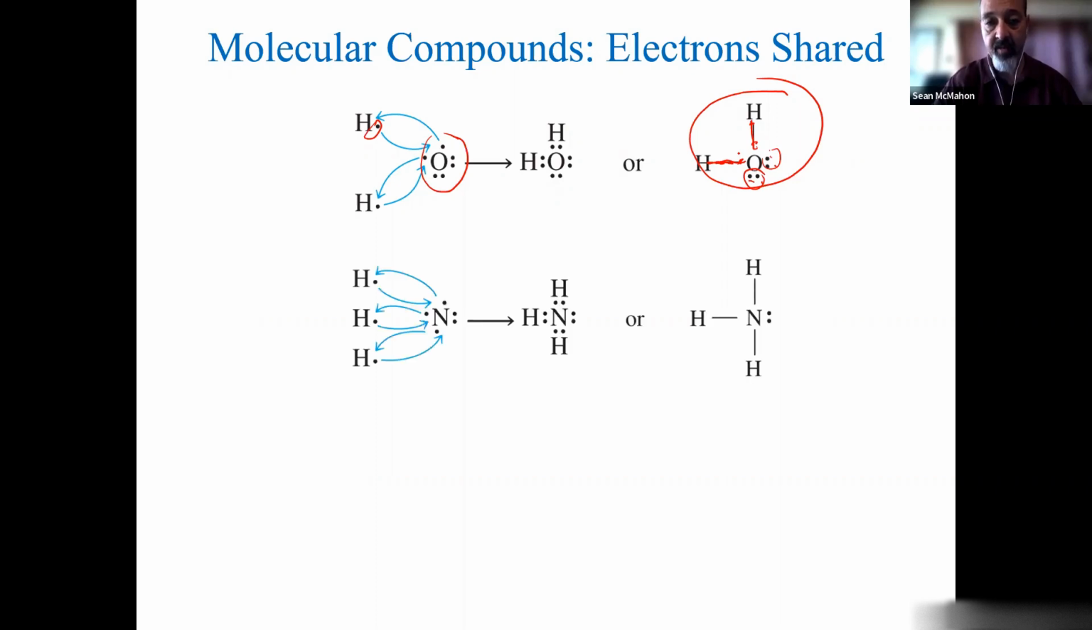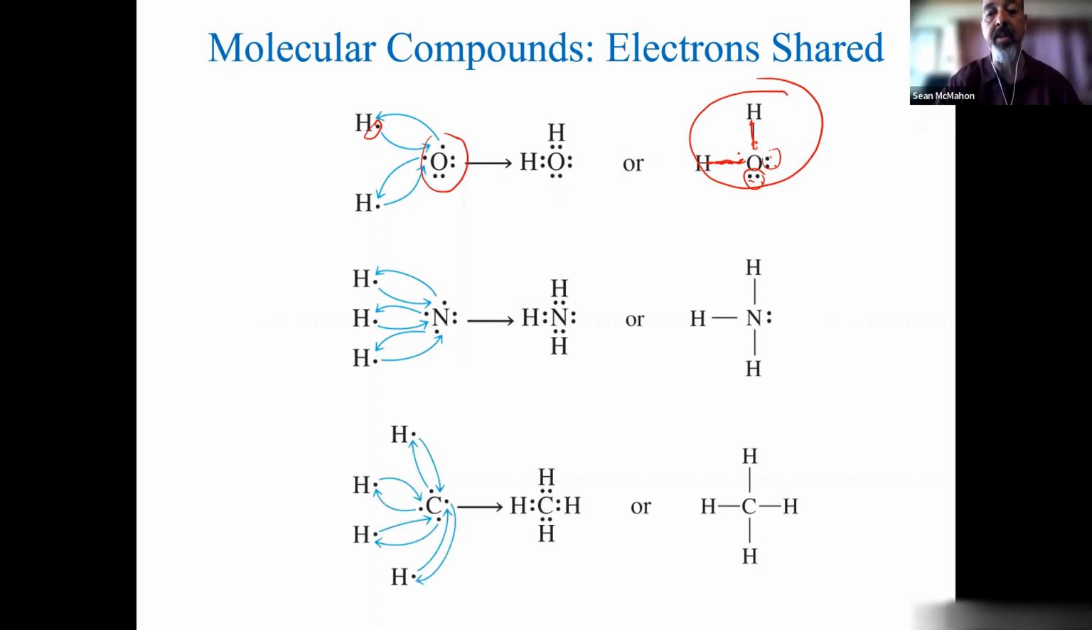We saw the same thing with nitrogen. Nitrogen has 5 valence electrons. It needs 3 more electrons to be like an octet, so it's willing to share with 3 hydrogens, its unpaired electrons, and form 3 single bonds in this case and 1 lone pair. We have carbon, and it has 4 unpaired electrons, so it likes to form 4 bonds.